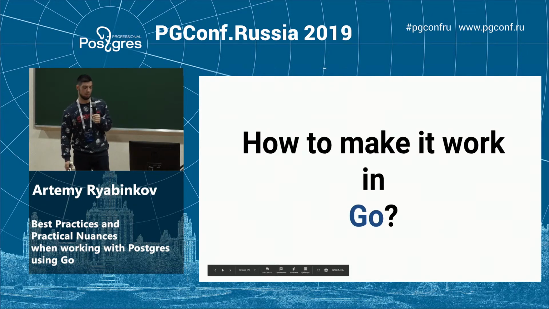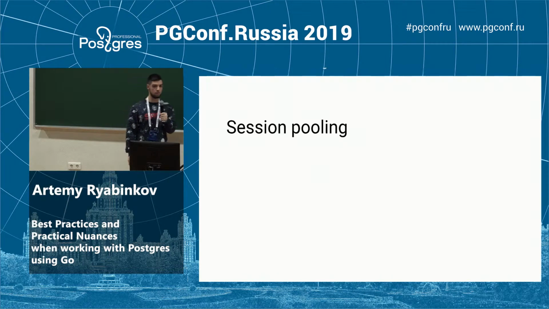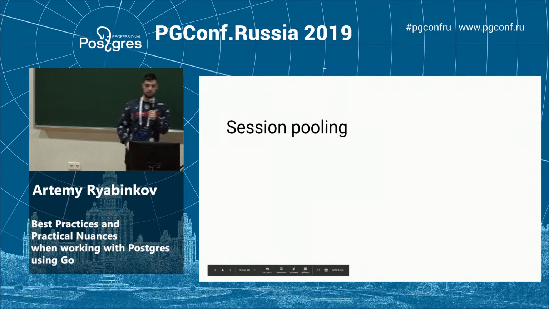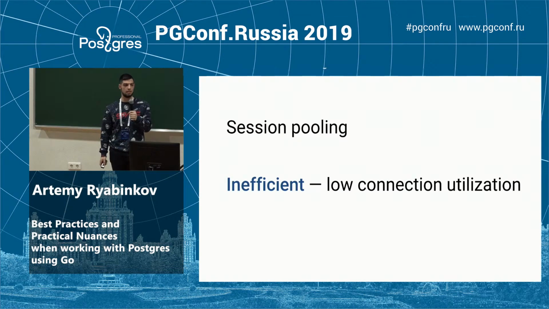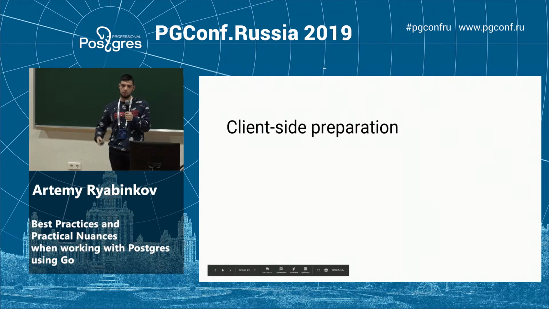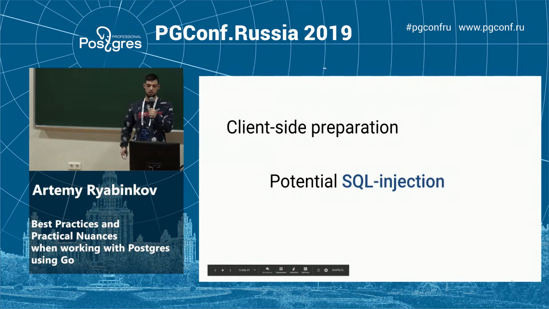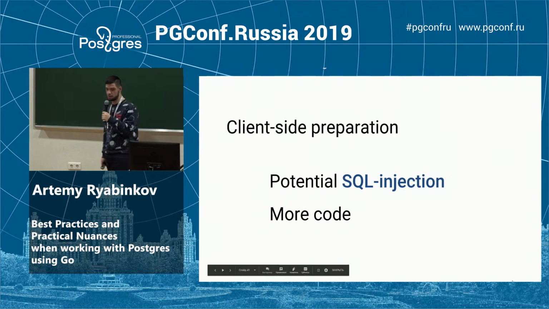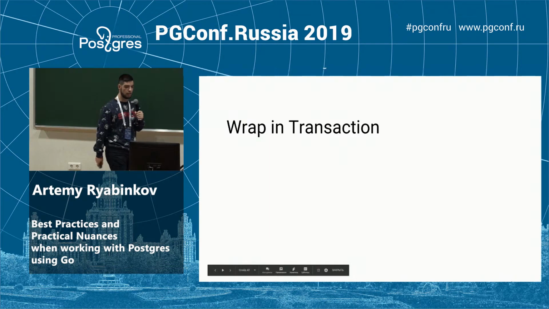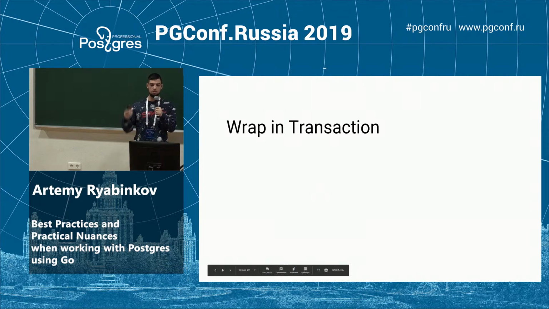In Go, you can do it in several ways. The first one, we will not work with connectors in PG bouncer. We will select session pooling, but it's not efficient because of low utilization of connection. Or we can prepare queries at customer side. That is normal, but potentially we can have SQL injection and it's not convenient because a developer has to write more code. Okay, we can wrap it in transaction. I said that in two different transactions we have two different connections, and if we work in one transaction we will have one connection only, and prepared statement will exist in the whole duration of transaction.